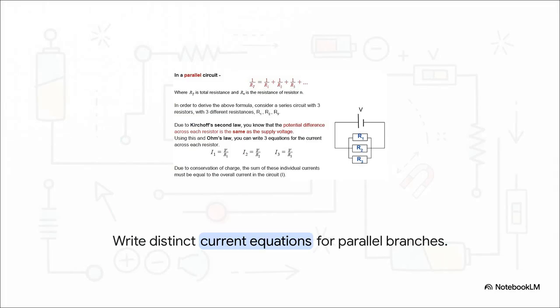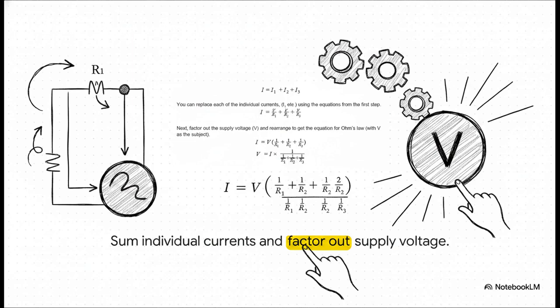First, thanks to Kirchhoff's second law, we know the voltage is exactly the same across parallel branches. Because that push is identical, we can use Ohm's law to write distinct equations for the current flowing through each individual branch. Next, we apply Kirchhoff's first law, conservation of charge. We know the total current is simply the sum of the currents in the individual branches. When we substitute our Ohm's law equations into that sum, we end up with a shared V, or voltage, across the board. And by factoring that supply voltage out, this complex derivation suddenly feels like a breezy, elegant, logical puzzle.